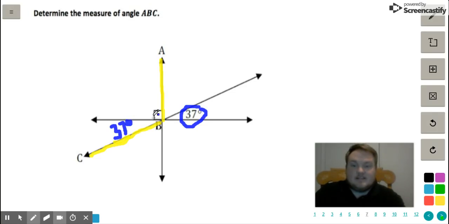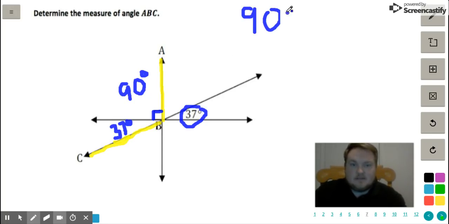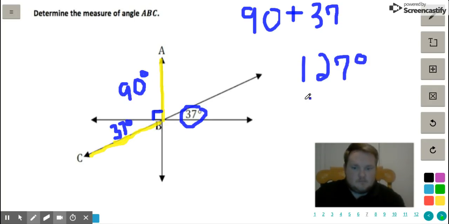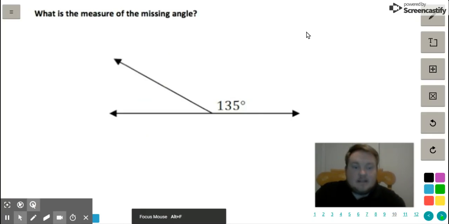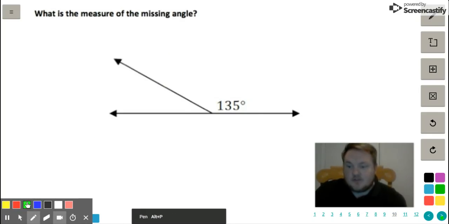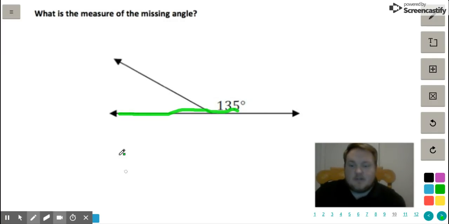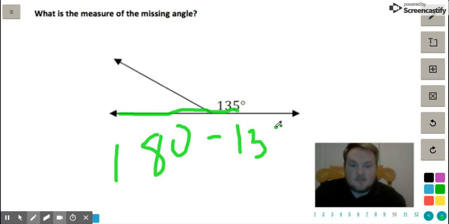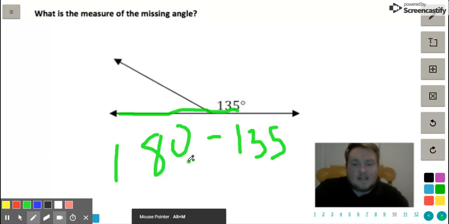Now this is a little right corner box. That little square means that this angle is 90 degrees. So if you want that whole angle, you have to add this 90 plus that 37. And that will tell you your answer. 90 plus 37 will add up to be 127 degrees. And again, this particular angle relationship forms a straight line at the bottom, which means that it's supplementary. So 180 minus the 135 gives us the correct answer. And so in this case, this angle measures out to be 45 degrees.